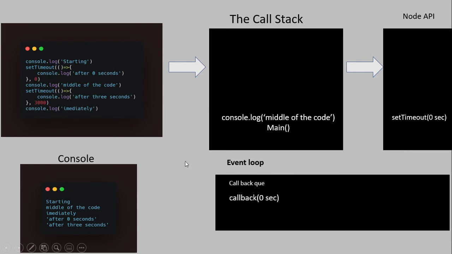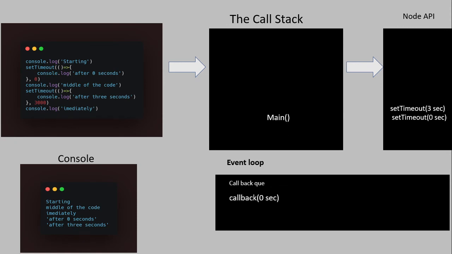The event loop takes a look at two things: the callback queue and the call stack. It looks at the callback queue and checks if there is any function present to be executed, and then looks at the call stack and ensures this call stack is empty before any other function is passed into the call stack. That's what the event loop does, and that is why we see middle of the code before the after 0 seconds in the set timeout, because the event loop must ensure the call stack is empty before anything else is passed into it from the callback queue.